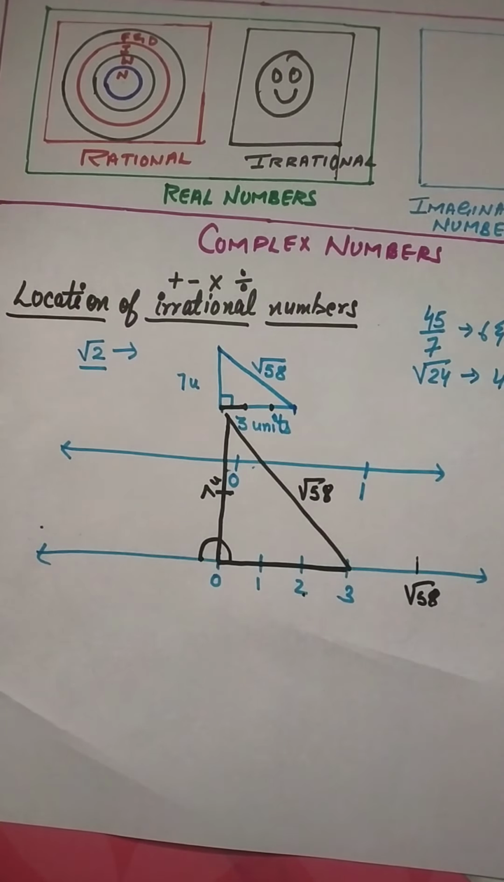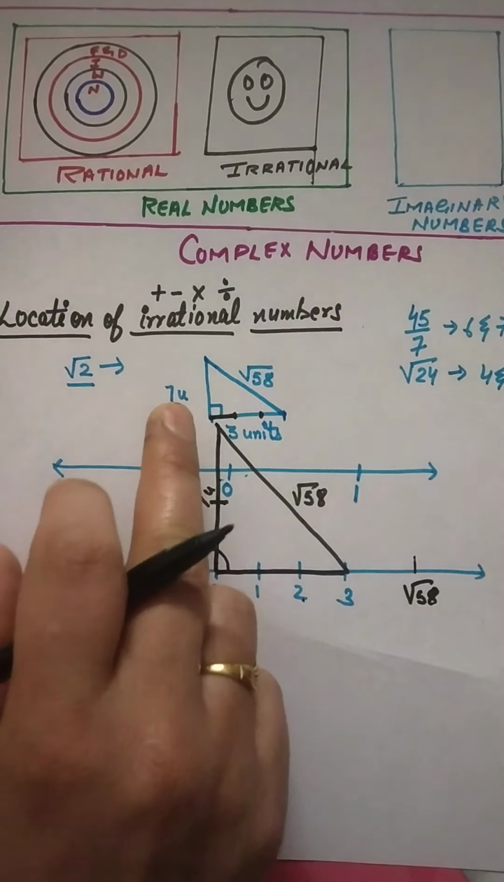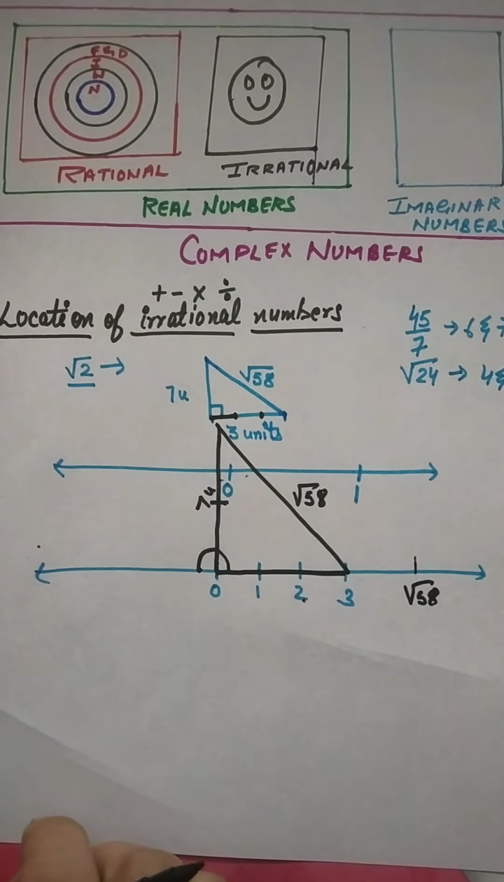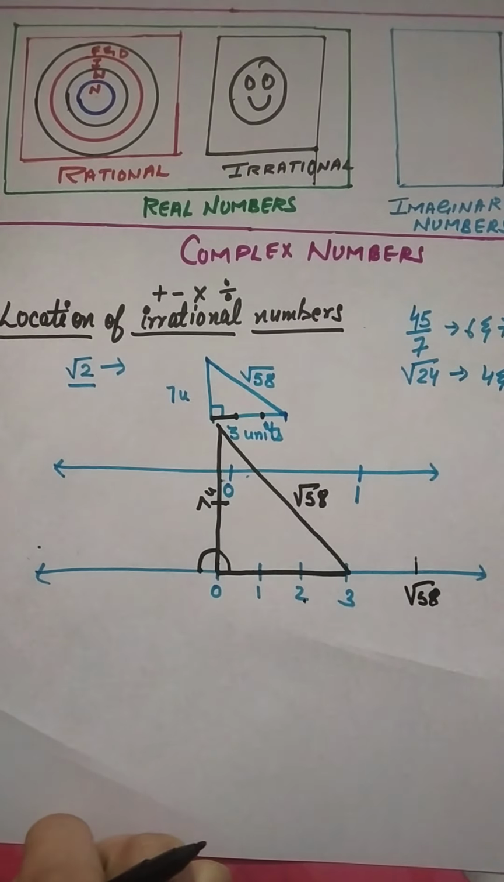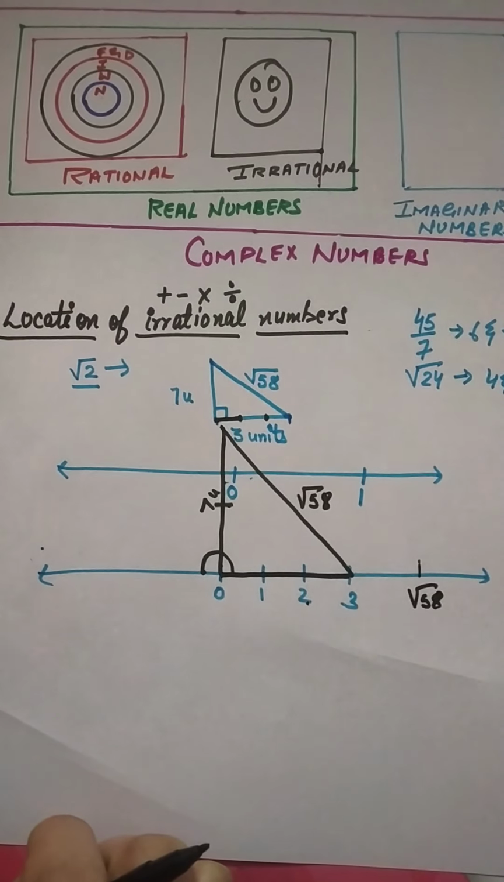But now the bigger problem here is we took a random triangle and we got our root 58. But if somebody specifically asks us to locate root 42, root 3, root 7, then what should we do? Means how to get the perfect combination.